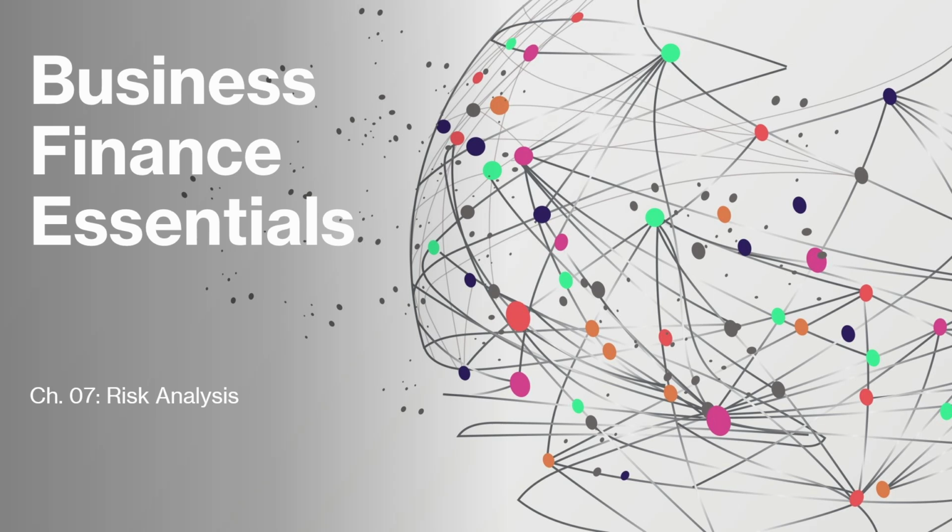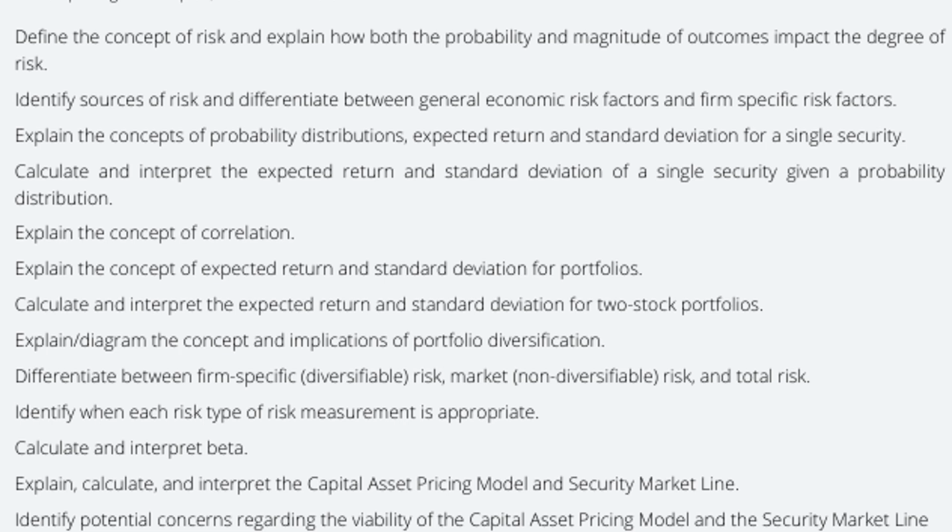In this video, we'll discuss Chapter 7, Risk Analysis of Business Finance Essentials. We'll talk about risk, probability, and the magnitude of outcomes impacting risk, sources of risk, and differentiating between economic risk factors and firm-specific factors, probability distributions, expected returns, standard deviations for single securities, interpreting expected return and standard deviation, correlation.